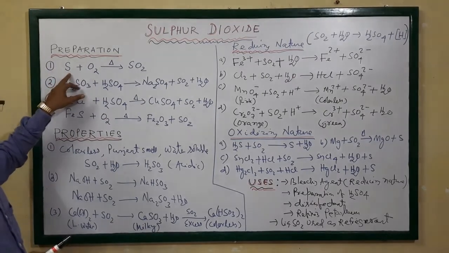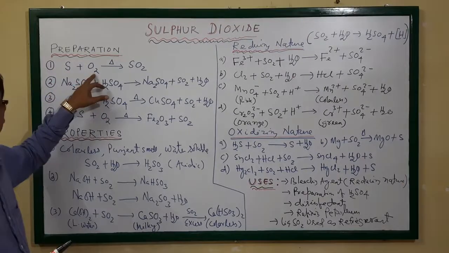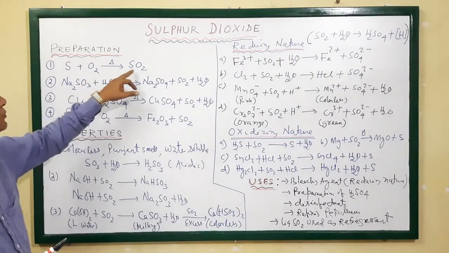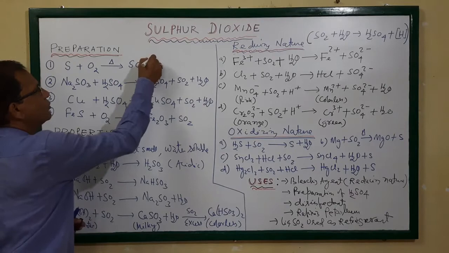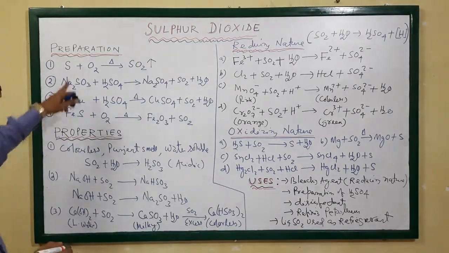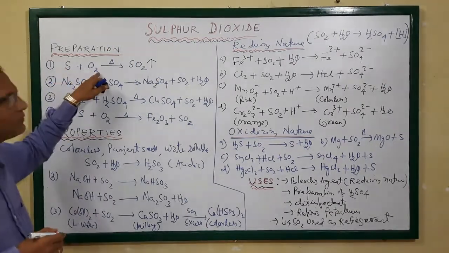When sulfur burns in presence of oxygen, it will produce sulfur dioxide. Sulfur dioxide gas will be formed by burning of sulfur in presence of oxygen.